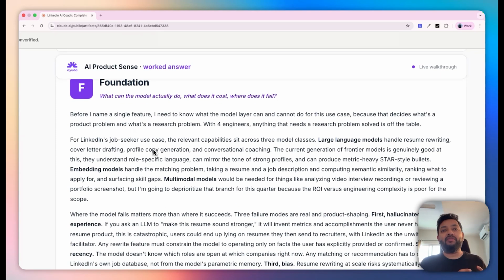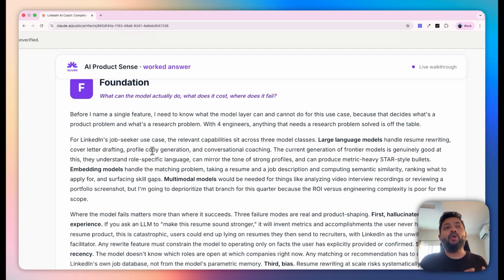So basically you start with the question: are we looking at a feature, or are we looking at the research part of it? If it's the research part, then it's very difficult for us to spend 4 engineers doing research, because LLM research is very heavy and very expensive. Instead, in LinkedIn's job seeker use case, the relevant capabilities can be across 3 model types, right? What are those? Large language models, embedding models, and multimodal models.